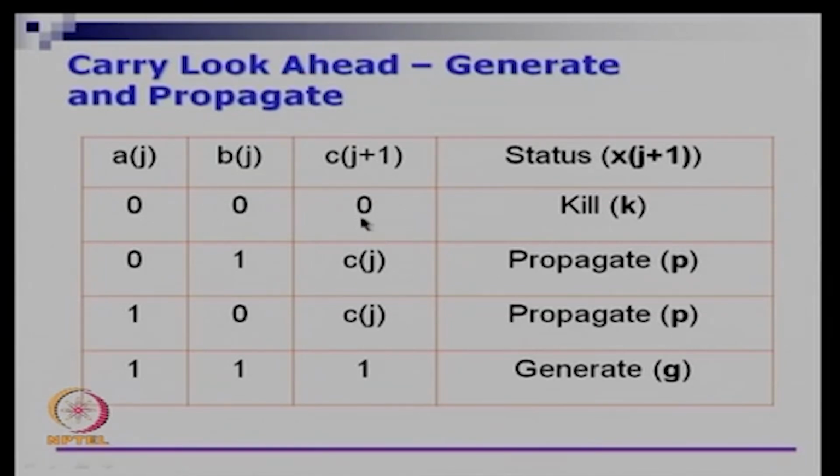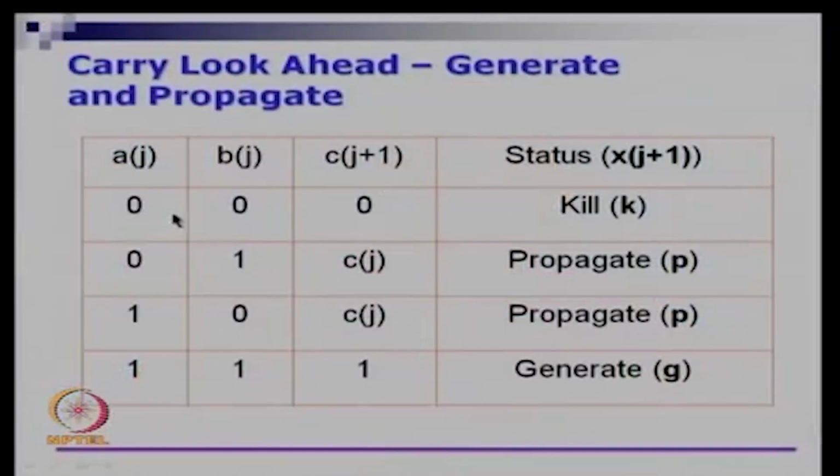So I am going to make c of j plus 1 0, and the condition, I am going to call that condition a kill condition. The kill condition happens when no matter what the carry is, it is going to kill the carry. You look at stage j, there is some carry coming in called c of j. No matter what c of j is, if a of j and b of j are both 0, you are going to kill the carry. If the incoming carry is 1, it gets killed, it becomes 0. If the incoming carry is 0, it still gets killed and the carry output is 0. So this is called the kill condition.